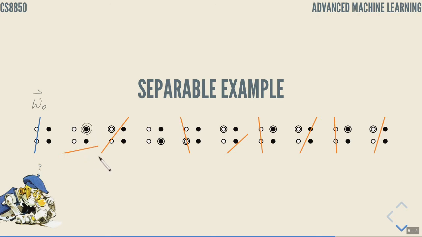Then it considers this point as misclassified, moves the solution, considers the next point as misclassified, moves the solution. So this rounded point is the misclassified point. And in many iterations, or just a few actually, given that it's only 4 points, it converges to something that solves the problem. A separable example works like that.